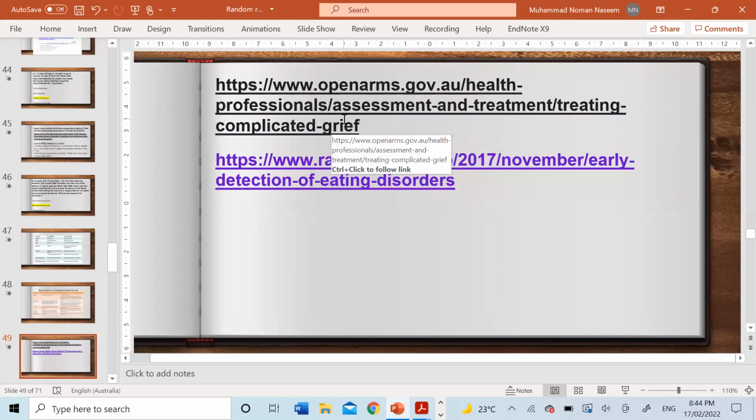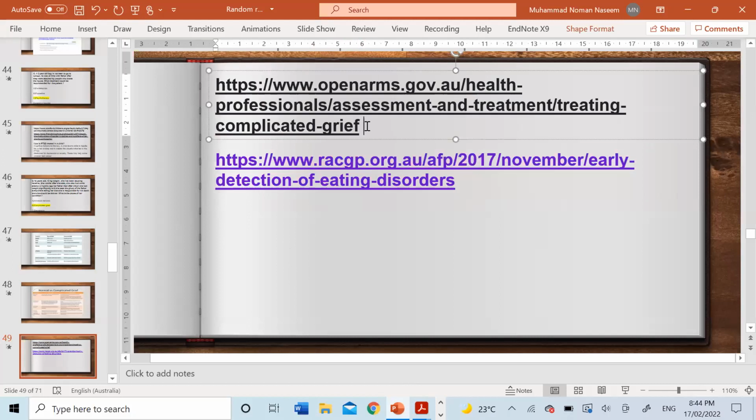All right. In complicated grief, we have to treat the patient like we treat a patient of depression. We have to do the cognitive behavioral therapy. We have to put the patient on antidepressive agents like SSRI, because they are not returning to their normal working condition and quality of life is decreasing in them. So we want to improve their condition by referring them to a counselor and by referring them to a psychiatrist.